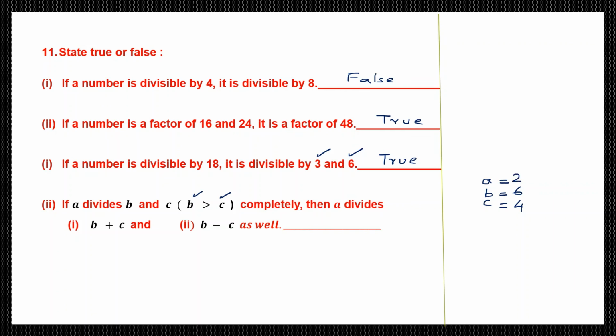2 divides 6 and 4 completely, then the statement here is A divides B plus C. B plus C is 6 plus 4, which is 10. And does A divide this 10? Yes. Then they're saying B minus C, that is 6 minus 4, which is 2. And is 2 also divisible by A, which is 2? Yes. So this statement is also true. So with this, children, we come to the end of this exercise. Thank you, children.